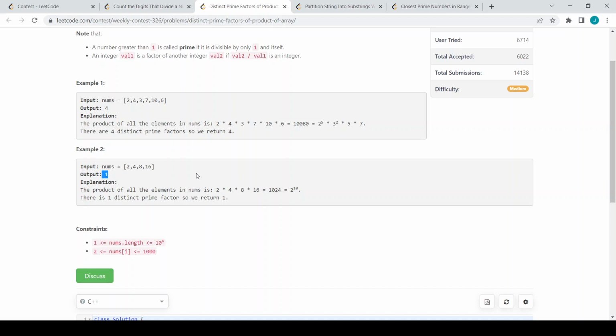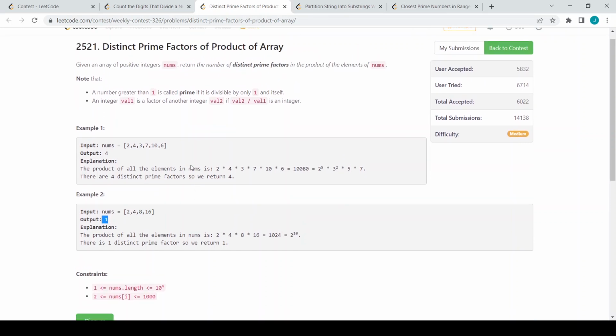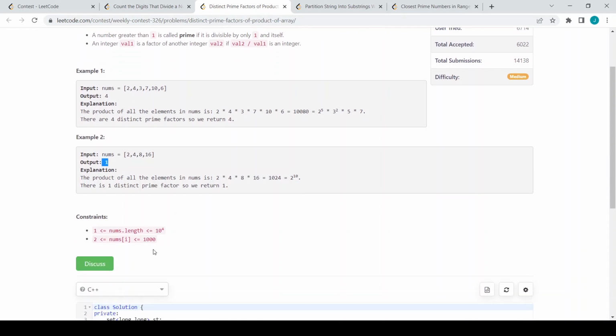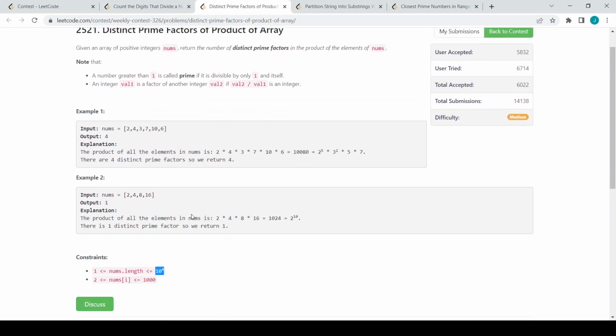Looking at this problem, it seems easy by simulating. We would think of a solution where we calculate the whole product, then with that product we find the prime factors, take the distinct prime factors and return the count. But at first sight it might look easy, yet this is a tricky problem, because looking into the constraints, the product of the whole array is not going to fit into our integer. So how can we solve that problem?